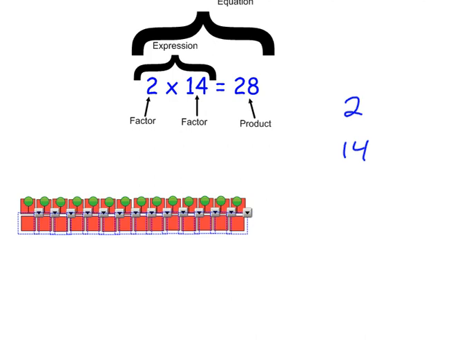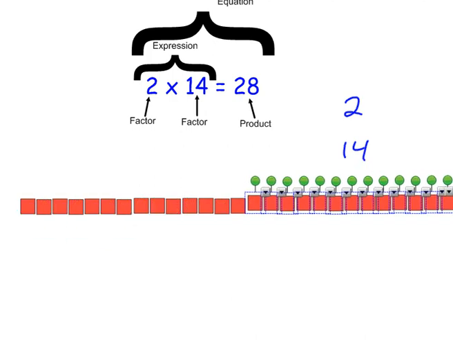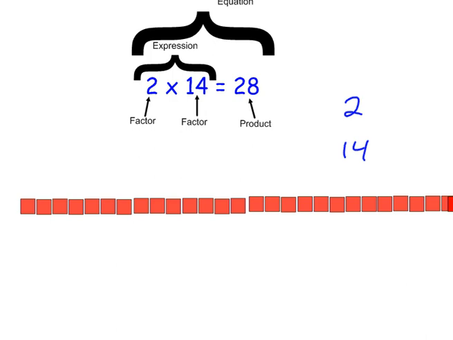The easy one to do is to make a big long rectangle like that. I still have all 28 tiles, but they're in one row. So now I have 1 over here and 28 over there. So we know that 1 and 28 are factors. Are there any others? That's the question.